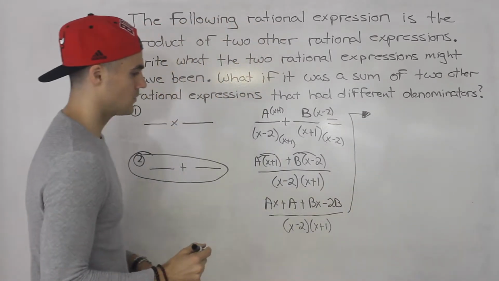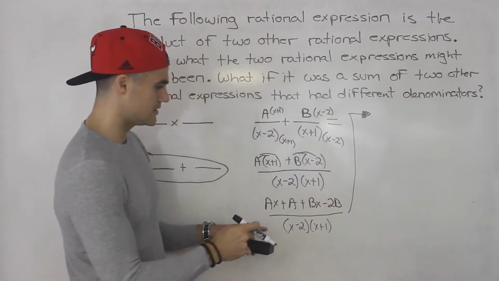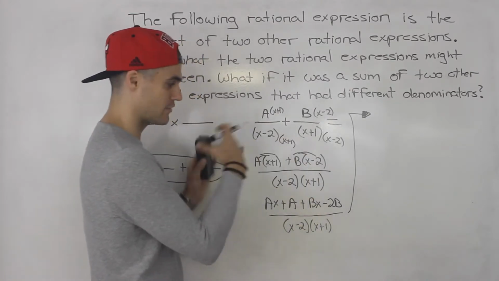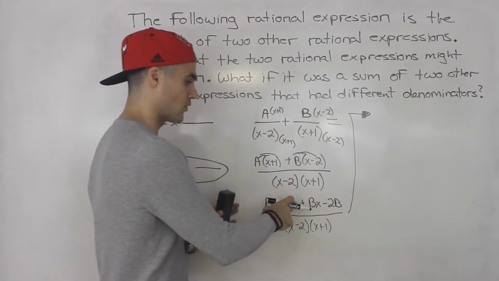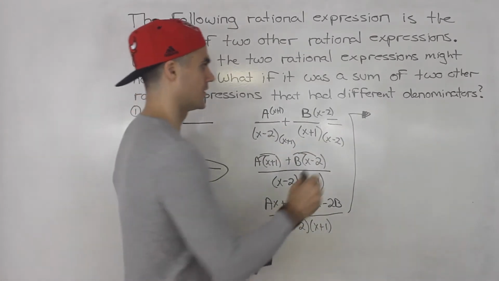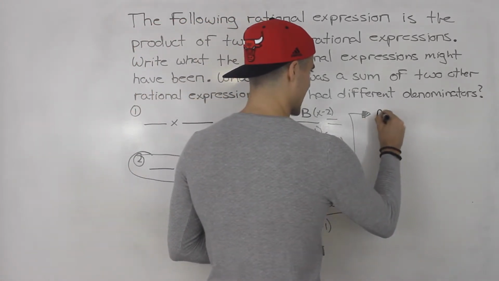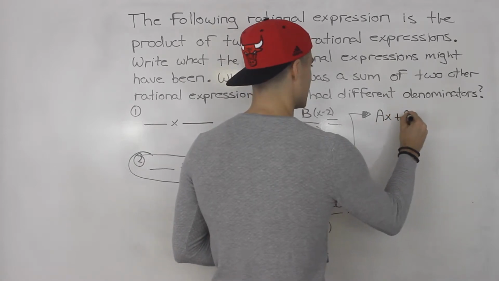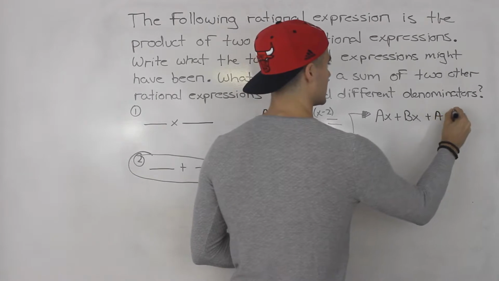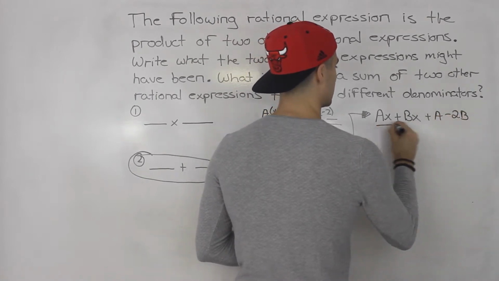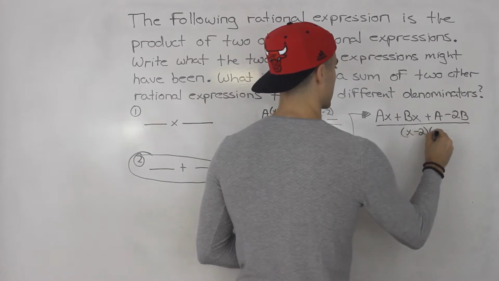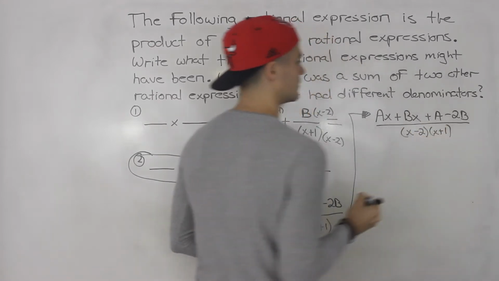Okay, then what you want to do is put the expressions that have an x attached to it together in the front, and then the rest of the expressions, so the a and the minus 2b, in the back. So we would rewrite this as ax plus bx plus a minus 2b, and this would be all over x minus 2, x plus 1.